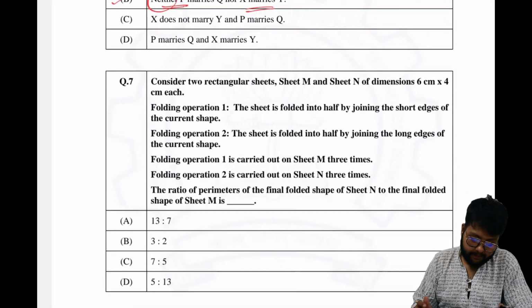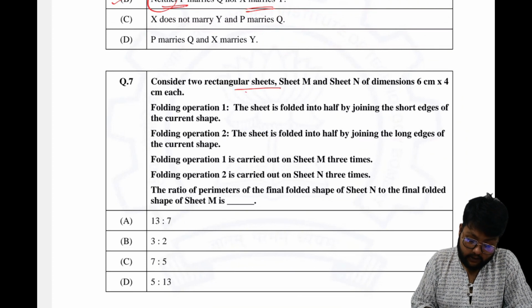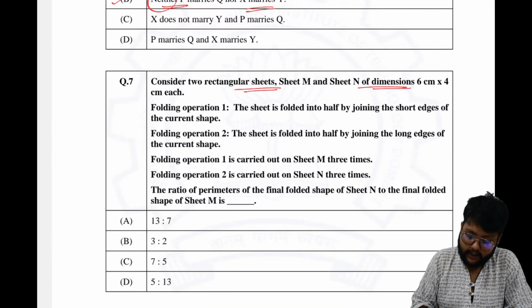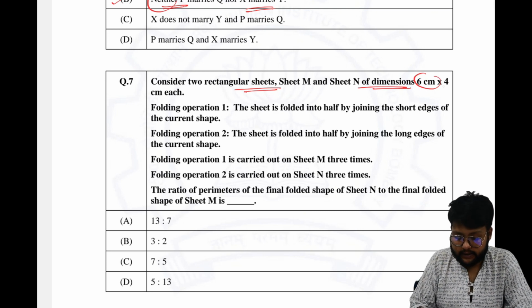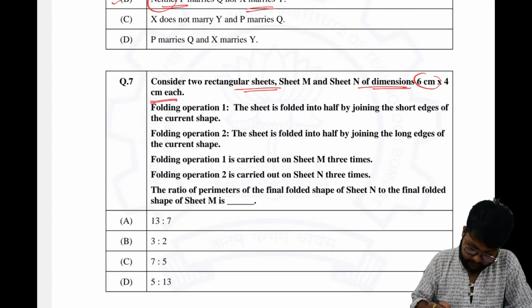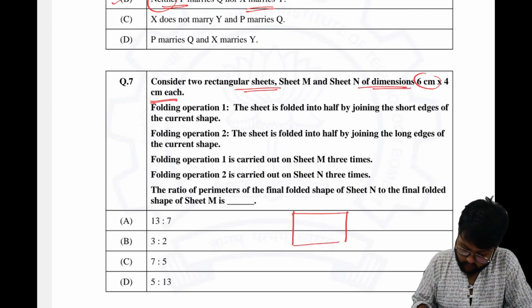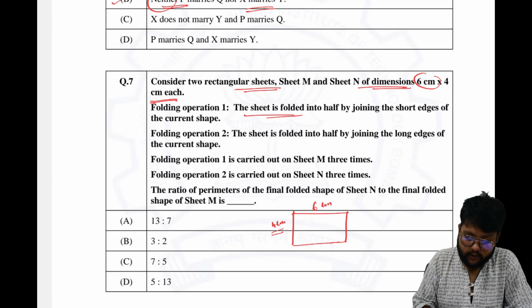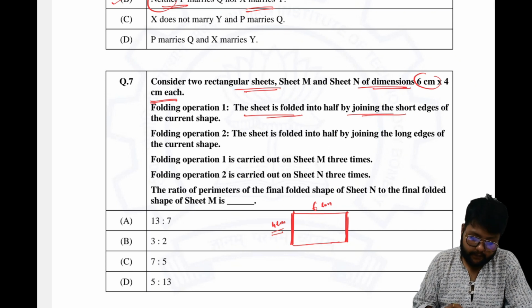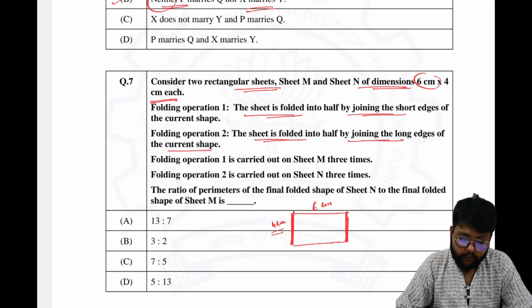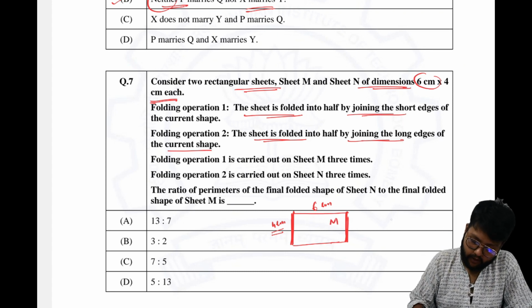Okay, so our next question is, consider 2 rectangle sheets M and N, dimensions are 6 centimeter and 4 centimeter each. So it is 6 centimeter, it is 4 centimeter. The first operation is the sheet is folded in half by joining the short edges. This is the short edges. And the second operation is the sheet is folded in half by joining the long edges. So there are 2 sheets M and N, both have the same dimensions. If it is M, so it is N. It is also 6 centimeter, 4 centimeter.